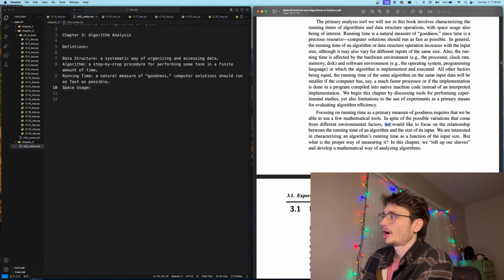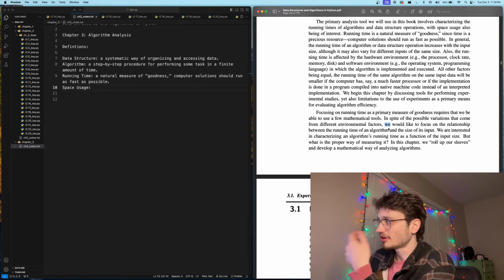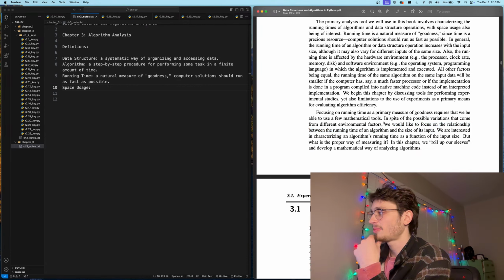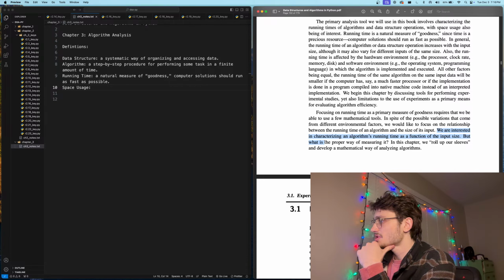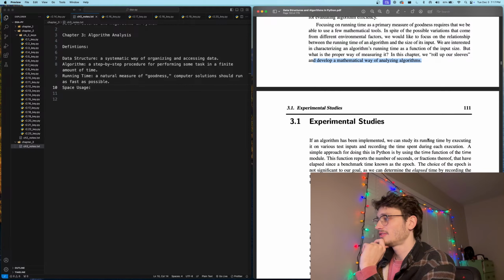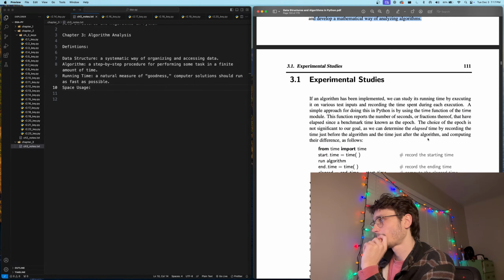We have to have system requirements to run some programs, like games, for instance. But we can try our best to make those games run as smoothly as possible to get people on as many devices to access them. It kind of works hand in hand as a byproduct that way. So we are interested in characterizing an algorithm's running time as a function of its input size. Okay. But what is the proper way of measuring it? In this chapter, we quote unquote roll up our sleeves and develop a mathematical way of analyzing algorithms. So this is where we get into like the time notation, I bet you.